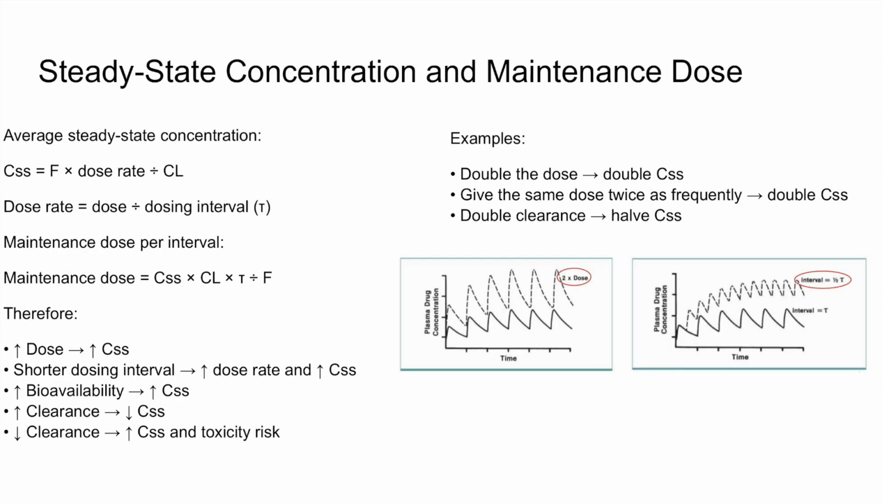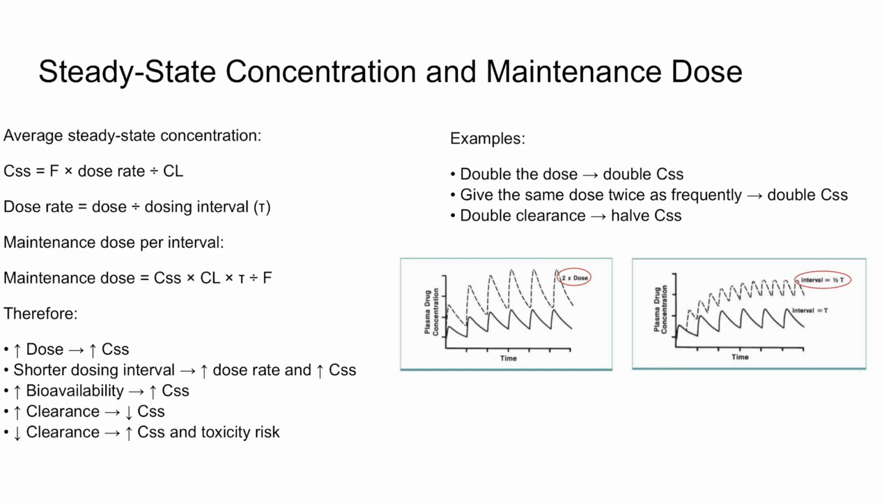All right, so under linear pharmacokinetics, average steady state concentration equals bioavailability multiplied by dosing rate divided by clearance. Dosing rate is the dose divided by the dosing interval. This relationship means that doubling the dose doubles the average steady state concentration. Giving the same dose twice as frequently also doubles the dosing rate and therefore doubles average concentration. In contrast, doubling clearance cuts the steady state concentration in half.